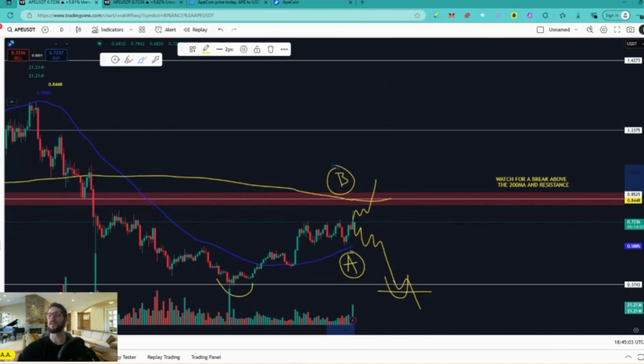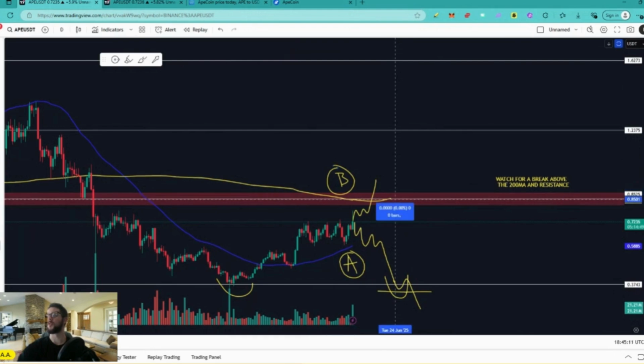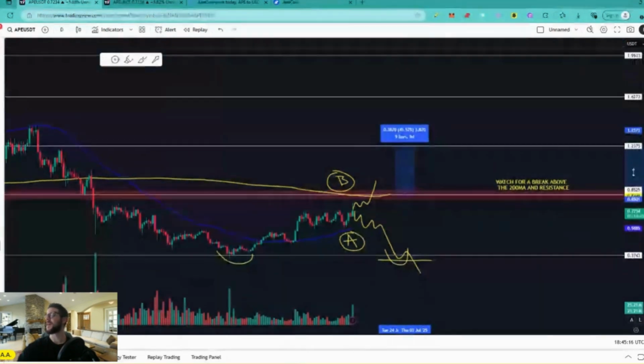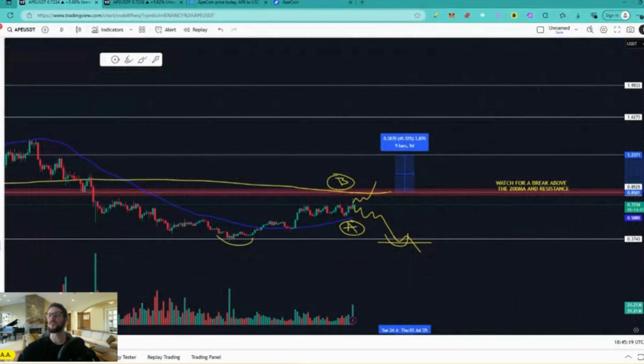The next target after this resistance that I have here on the chart is located at $1.23. The measured move from this breakout to this target, that's a 45% move. The next target is located at $1.62. The measured move from the breakout to the second target, that's a 91% move. And the last target that I have here on the chart is located at $1.95. That's a 130% move approximately.